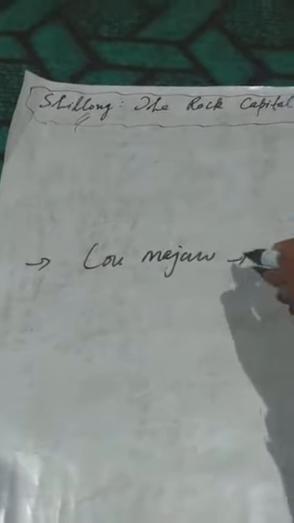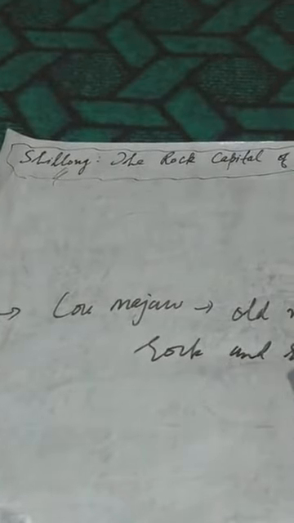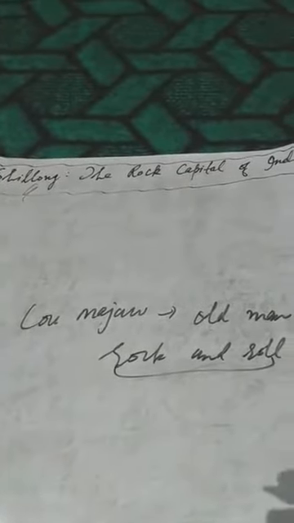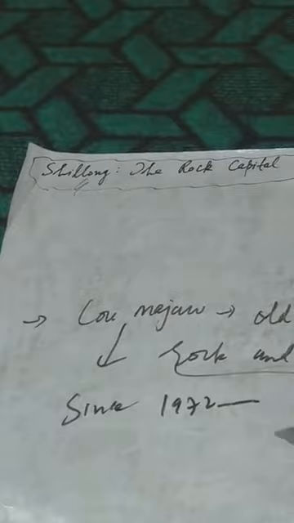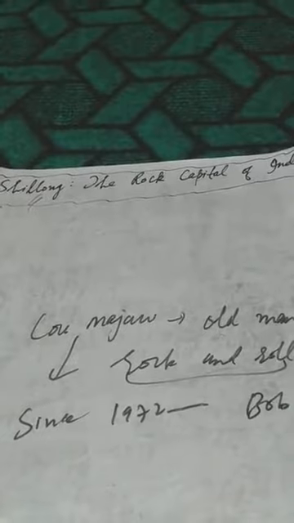The writer then talks about Lou Mojo. Who is this Lou Mojo? Lou Mojo is the grand old man of Shillong, and he is famous for the rock and roll scene. Remember that. तो ये तो पहचान ही है शिलोंग की, हाँ. So he is famous for this rock and roll scene. And what about him? Since 1972, he has been organizing the birthday of Bob Dylan.